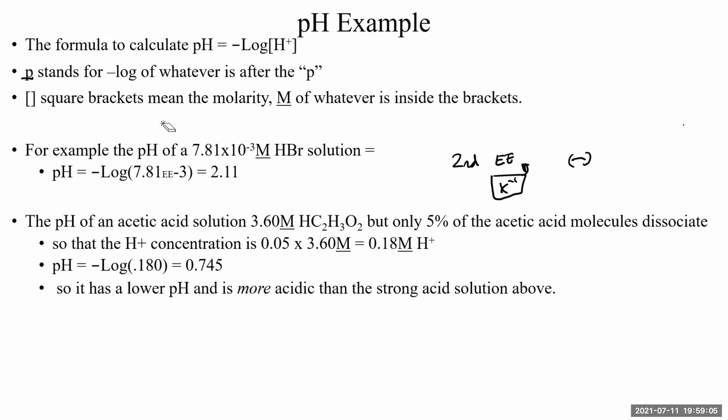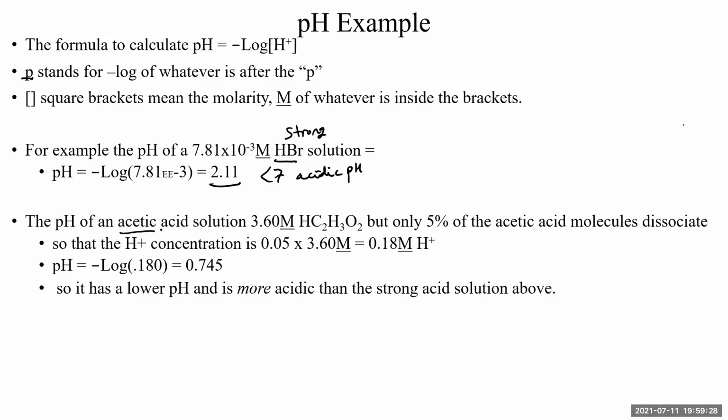Okay, so the pH of this strong hydrobromic acid solution was 2.11. That's less than 7, so it checks out. This is an acidic pH, so that makes sense. That's another thing. If you get a pH value that's over 7 for an acidic solution, something has definitely gone wrong. Let's do another one.